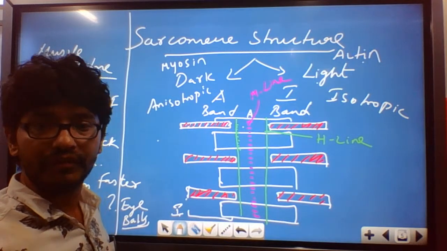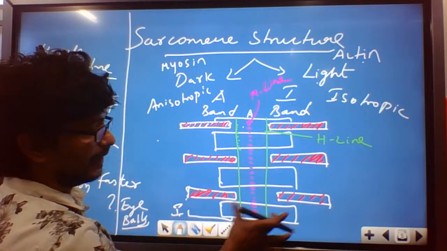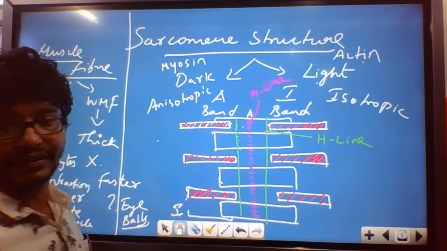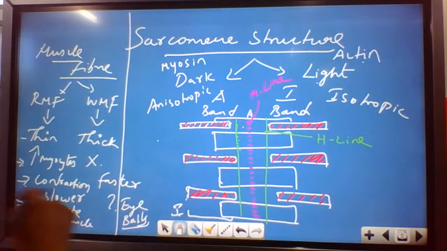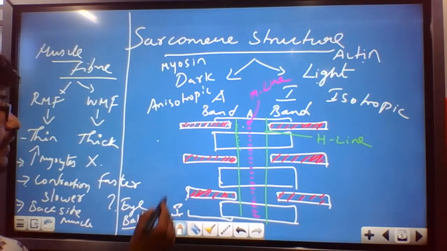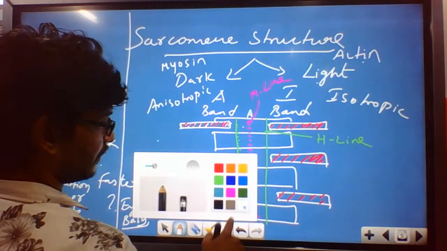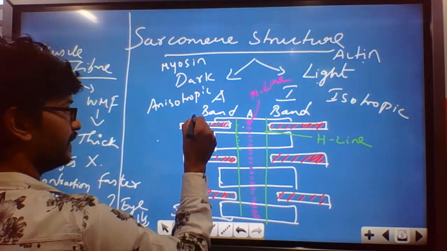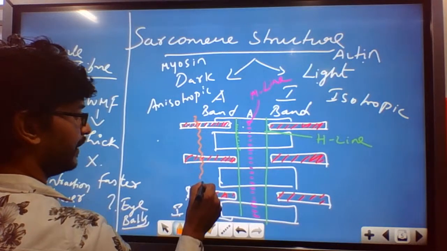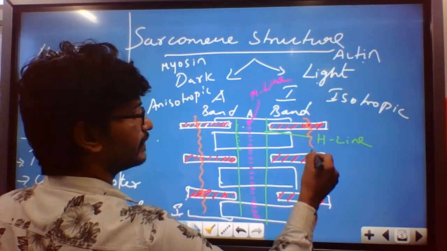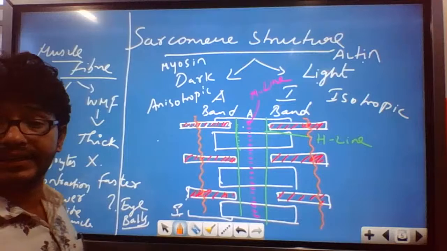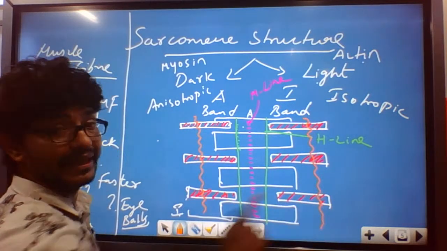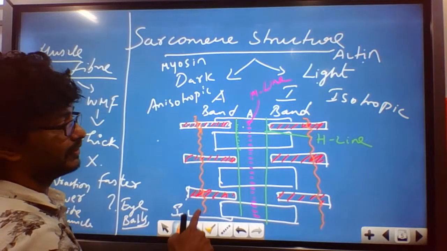Getting it? So far we discussed only the A band and I band. In the A band we have the H line and the M line. Now there is one more line present, which we call the Z line. Here you can see the Z line. The Z line is present in the I band.